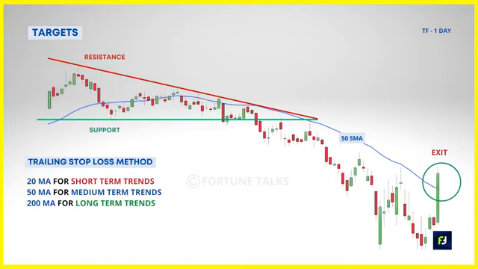For example, a 20 period moving average can be used for short term, 50 period moving average for medium term, and 200 period moving average for long-term trends. Then exit your trades when the price closes beyond or above the moving average. So if you want to capture a price swing in the market, the price projection technique makes sense. And if you want to ride trends in the market, then trailing stop loss works best.